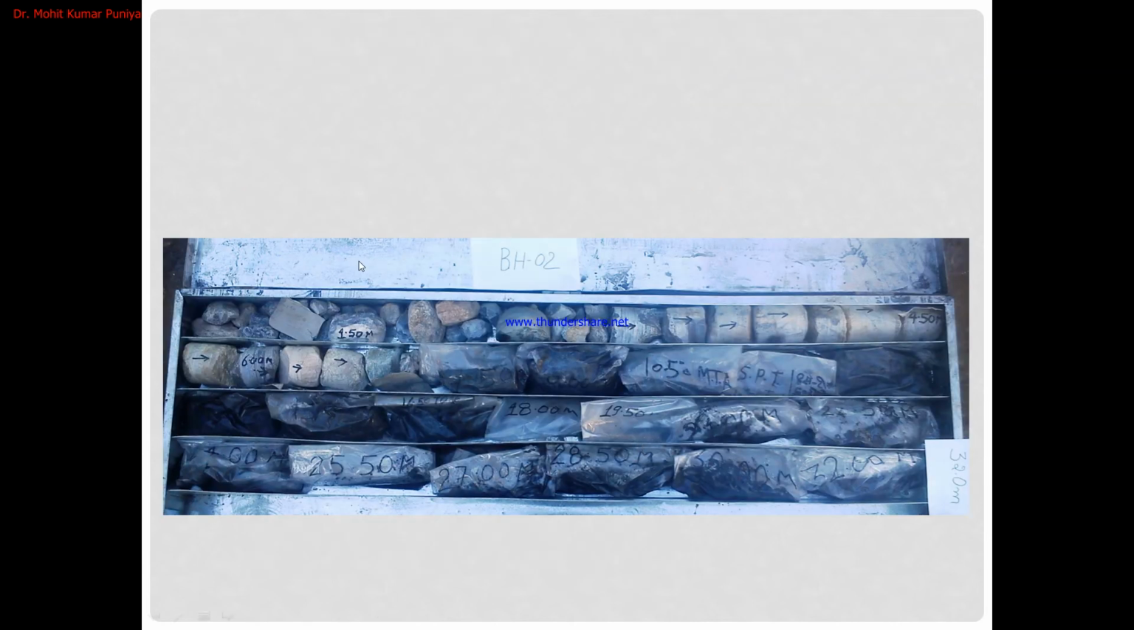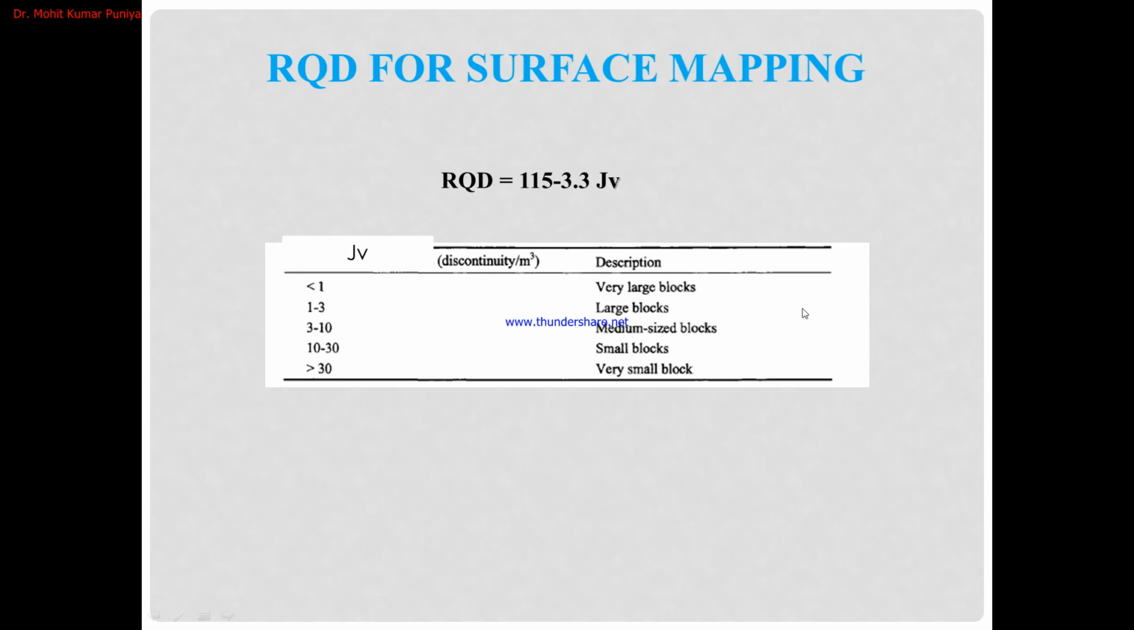Now we have a secondary method. Now we have a picture of the borehole drill. Here we have lots of pieces, and these pieces have length less than 10 centimeter. We can see lots of fractures, and these fractures are discolored. These are not fresh, so these are natural joints. That's why we are not considering these pieces as a single rock piece.